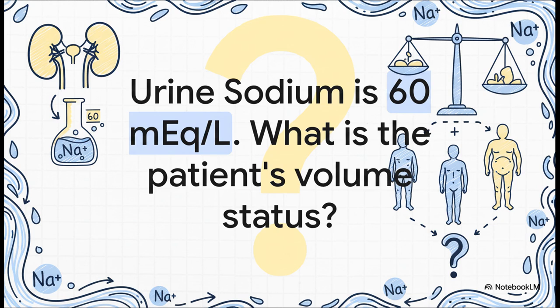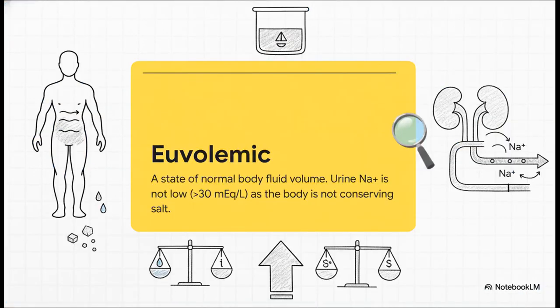All right, time for our final piece of the puzzle. Clue number 3. The urine sodium is 60. So what does that tell us about the patient's volume status? Are we thinking volume down, volume normal, or volume up? You got it. The answer is B, euvolemic. This means their volume is pretty much normal. Think about it. If they were dehydrated, their body would be in panic mode, trying to hold on to every last bit of sodium, and that urine sodium would be super low, probably under 30. But 60 tells us the kidneys aren't trying to conserve sodium, which points us right to a euvolemic state.